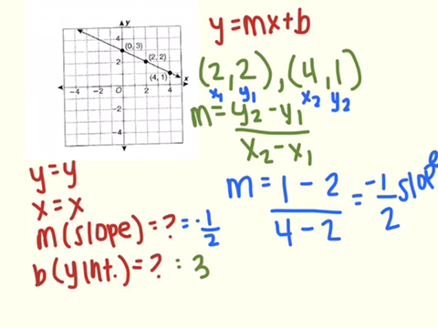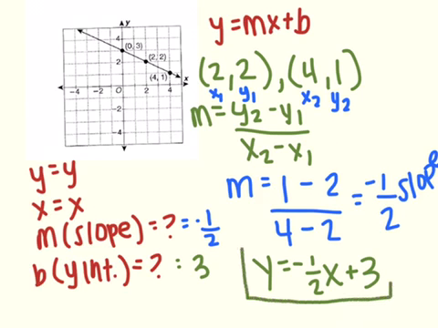So now we can take both these numbers and just plug them back into our equation. So the final answer is y equals m, negative 1/2, you keep the x, plus our y-intercept, which is 3. So there's that line in slope-intercept form.